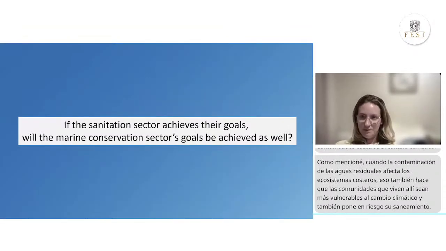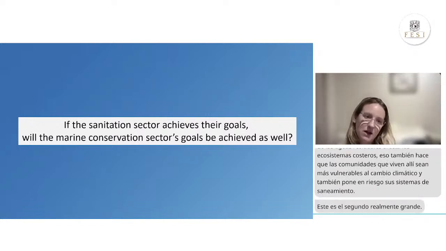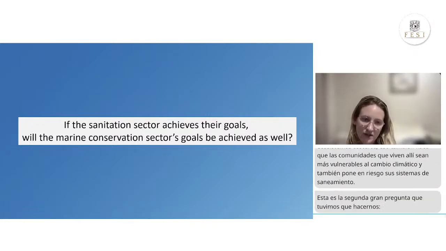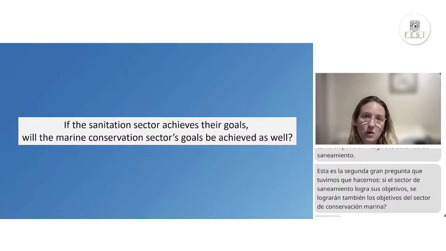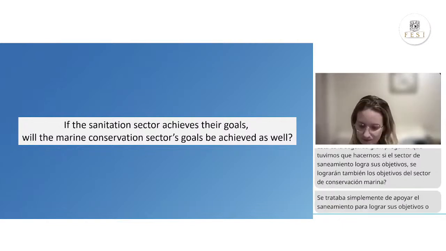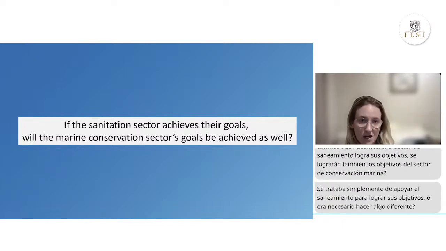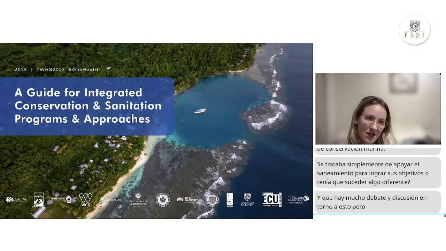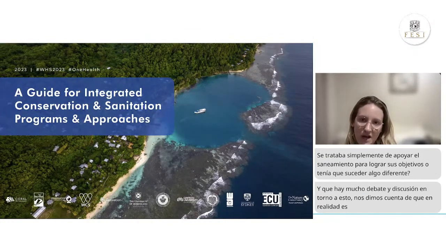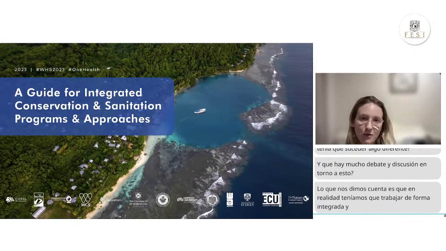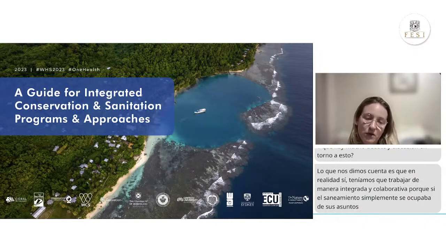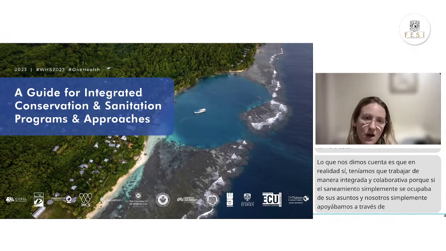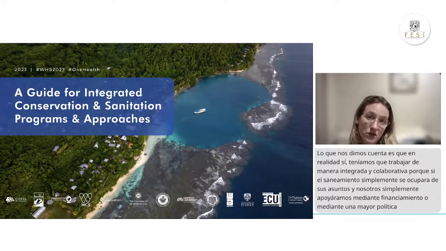I guess the second really big question that we had to ask ourselves was, if the sanitation sector achieves their goals, will the marine conservation sector's goals be achieved as well? Was it just a case of supporting sanitation to achieve their goals, or did something different have to happen? And after a lot of debate and discussion around this, what we realized is actually, yes, we had to work in an integrated and collaborative way, because if sanitation just went about their business and we just supported through funding or through increasing political will, it still was not going to be enough to achieve conservation's goals.